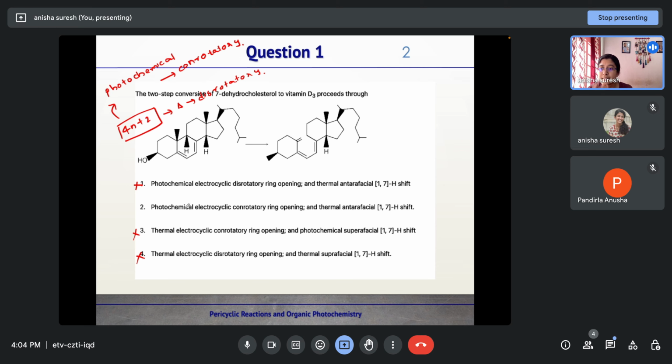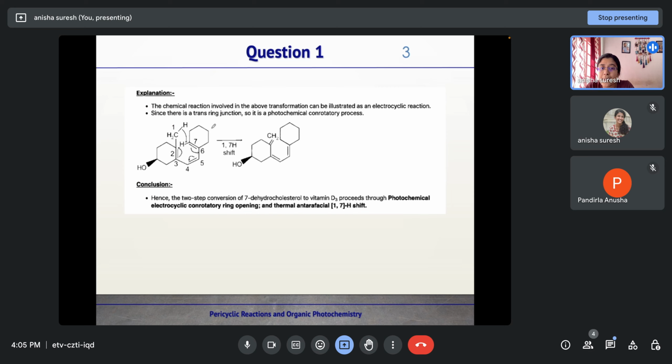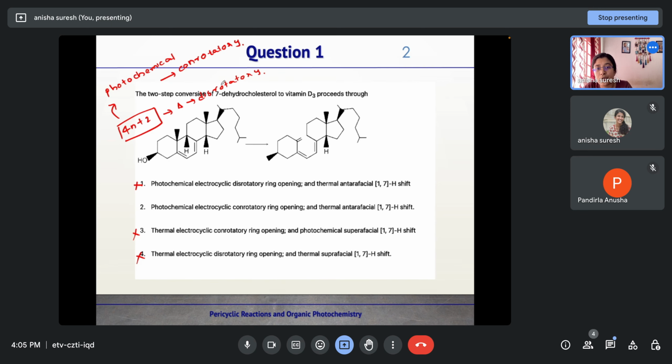So we can rule out these options and the right option will be this one. First a photochemical electrocyclic ring opening will be taking place, followed by a 1,7 hydrogen shift, and the hydrogen shift will be taking place in an antarafacial manner. So this is the mechanism of 1,7 hydrogen shift. The chemical reaction involved in the above transformation can be illustrated as an electrocyclic reaction. Since there is a trans ring junction, it is a photochemical conrotatory process. That could also be told.